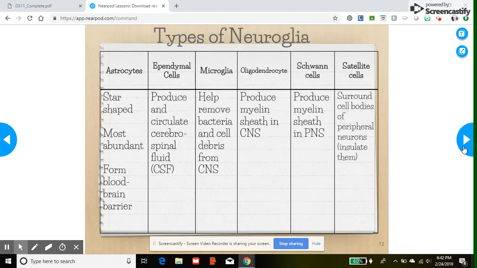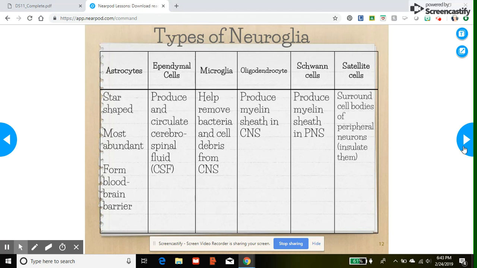The second type of cells that we have are ependymal cells. So these are going to create our cerebrospinal fluid, okay? When they do a spinal tap, that's the fluid that they are testing for. You're going to see that when we talk about the meninges of the brain, where that's located. This fluid, the CSF, is going to be all surrounding the brain and it's going to go all down the spinal column.